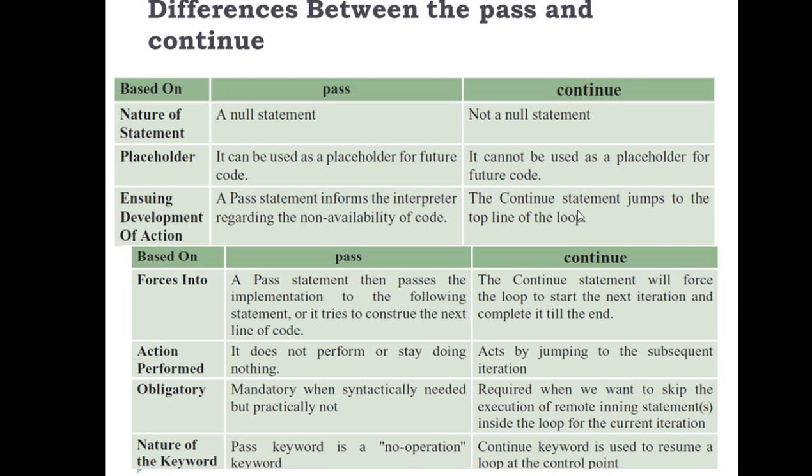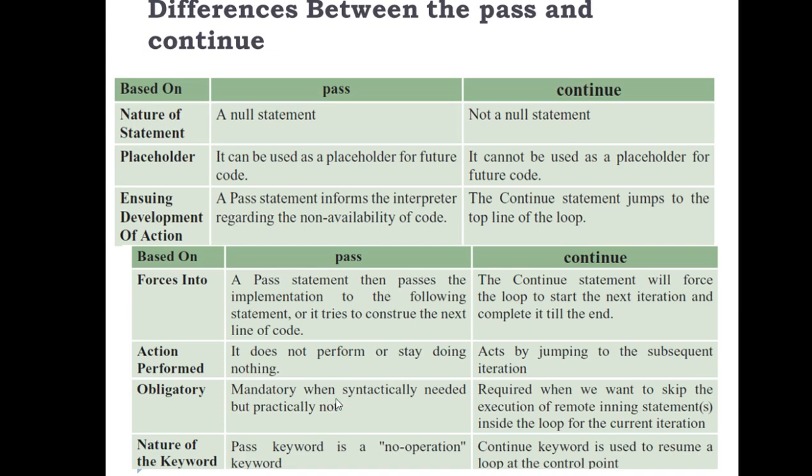Continue basically tells the interpreter to jump to the top line of the loop. What happens in continue? It will end the current execution. It will not execute any statement after that which belongs to the loop, but it will still continue the loop. The pass statement passes the implementation to the following statement, but continue will force the loop to start the next iteration. It will end the current iteration and start the next iteration. So pass does not perform any action, it does nothing, but continue performs jumping to the next iteration.